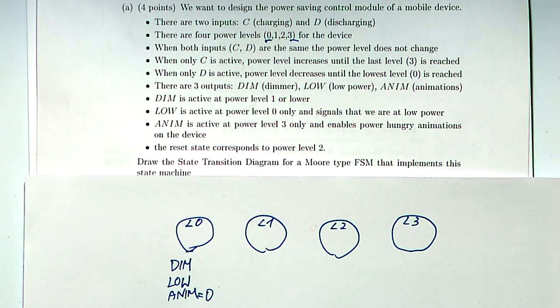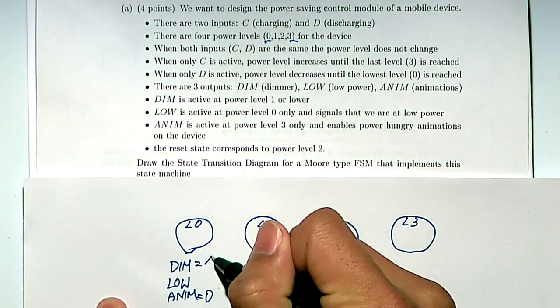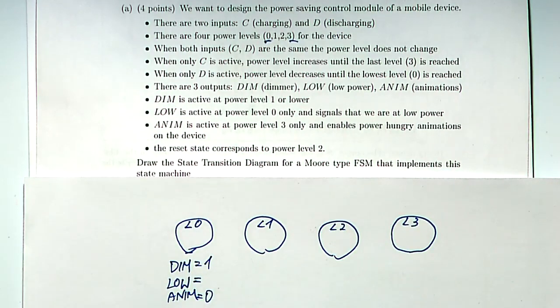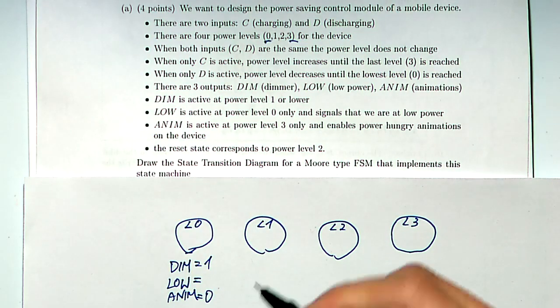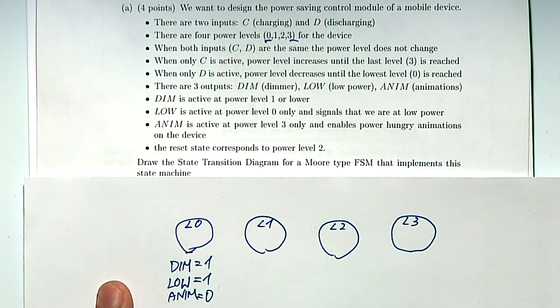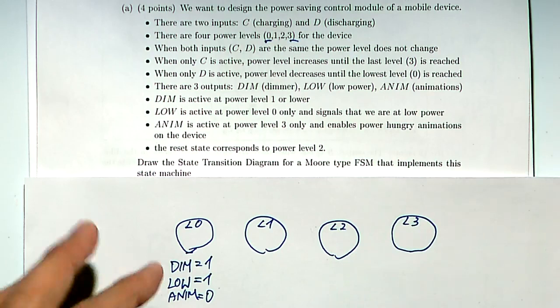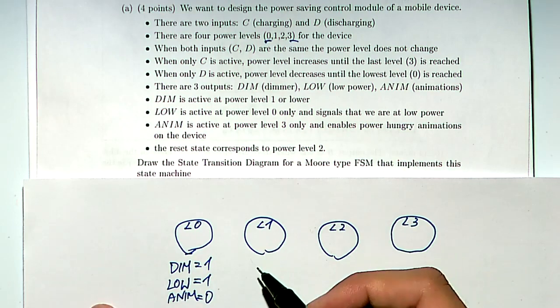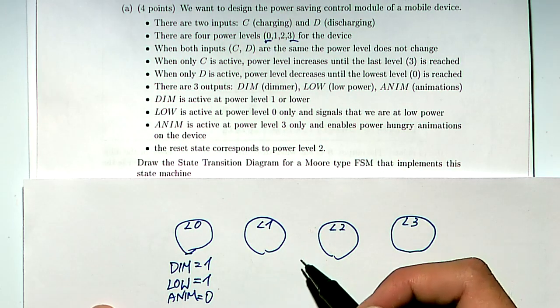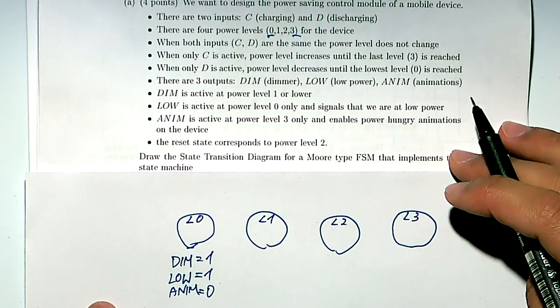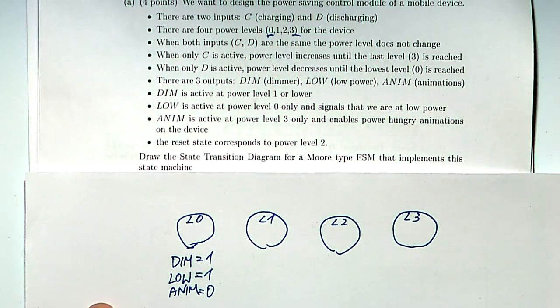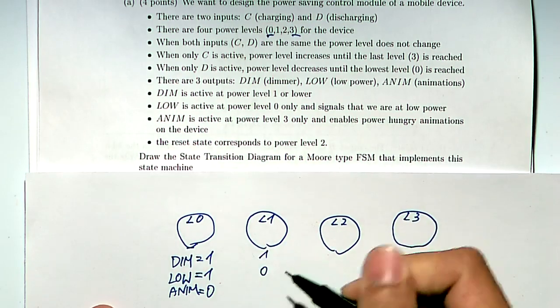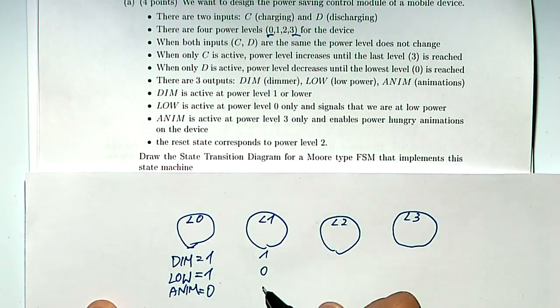Dim is active at power level 1 or lower. So since 0 is lower than 1, you would put this at 1. And low is active at power level 0 only, and therefore low is also 1. So we can also continue to fill in the values for these 3 outputs for all of the other states. Can anybody give me the answers for level 1? 1, 0, 0, exactly. So low is only 1 at power level 0. So 1, 0, 0. Animation is only 1 at level 3.